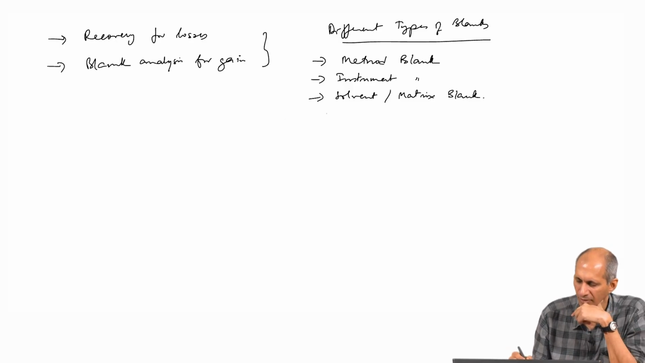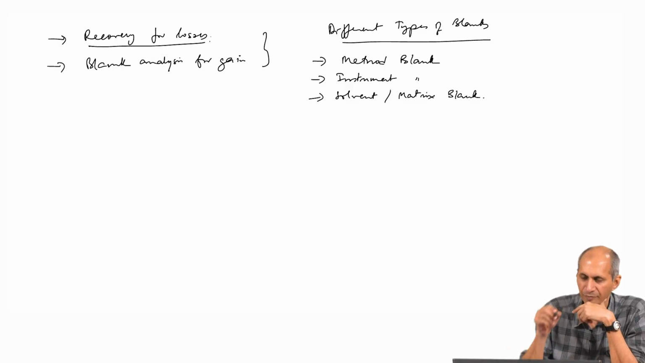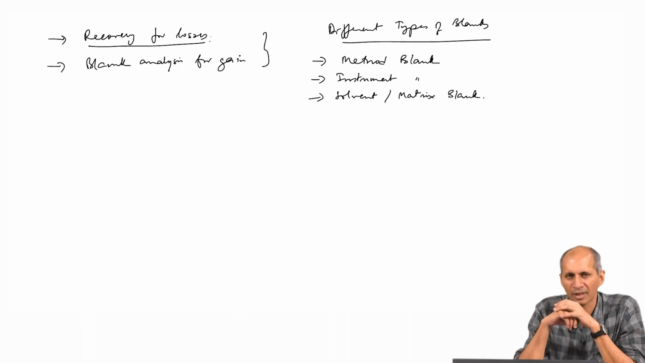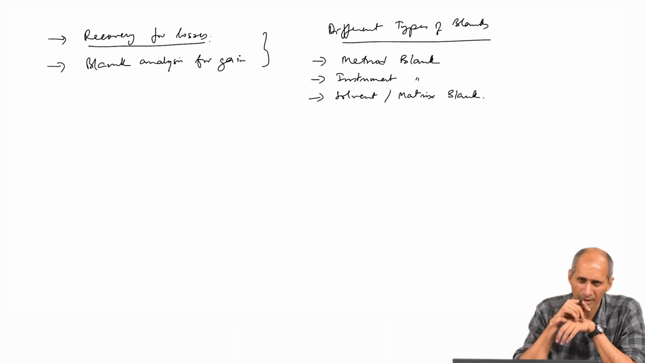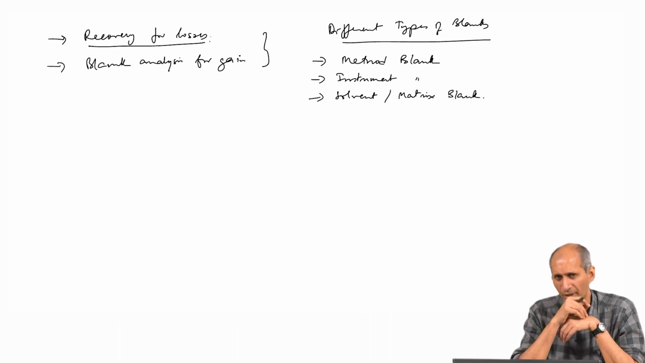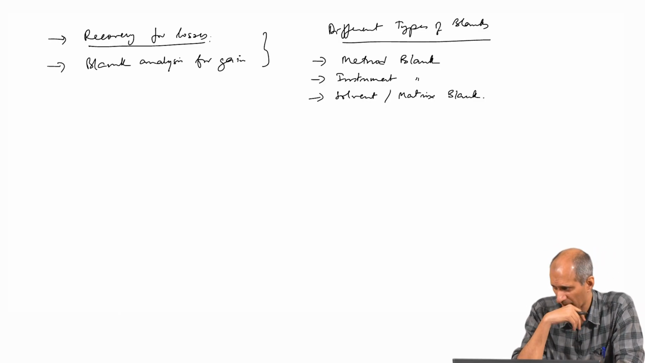Similarly, even for the losses, you can run the standard, and you can do different kinds of recoveries. You can introduce the chemical all the way back at the sample, or you can introduce it at different places to check where the significant loss is happening, so that you can correct for that if possible, especially if the loss is very big.